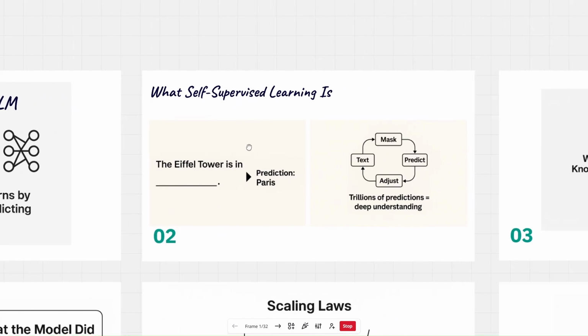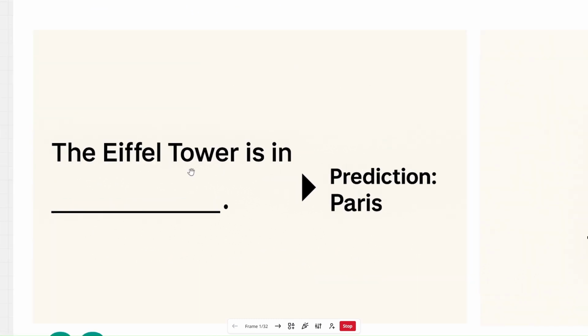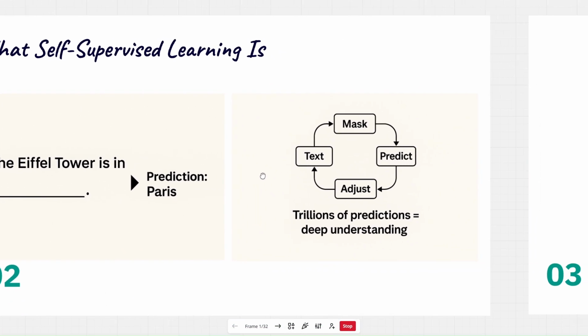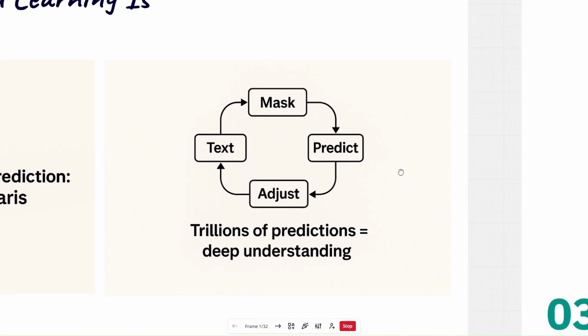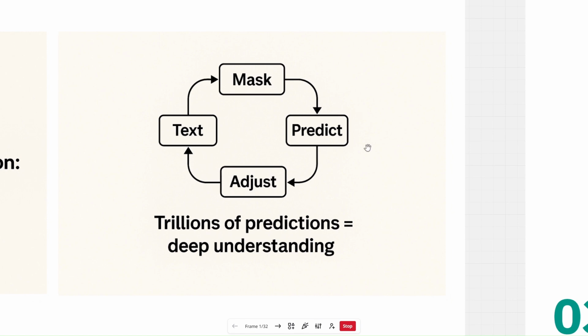Self-supervised learning is simple, but it's very powerful. For example, you take a piece of text, you remove a part of it, the AI tries to guess the missing part. That's it. That is self-supervised learning. By doing this process trillions of times, the model starts learning grammar, facts, reasoning patterns, and even problem solving, all without labeled data. Here in self-supervised learning, there is no labeled data.